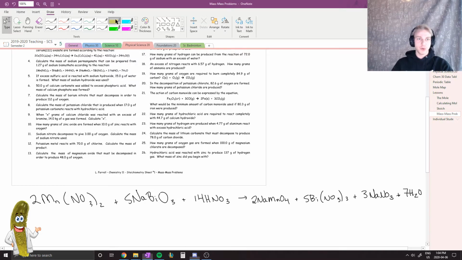What we need to highlight for ourselves is which compounds we actually need to focus on. The two that for sure we need to focus on are the sodium permanganate, which is this one here, and the sodium bismuthate, which is this one here.